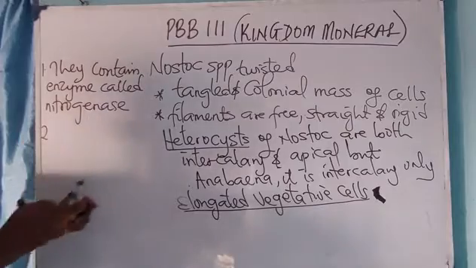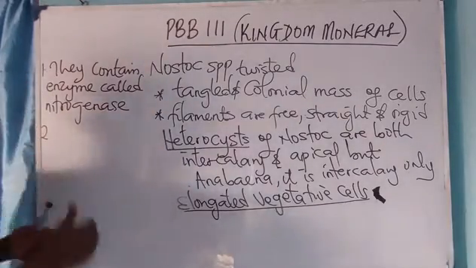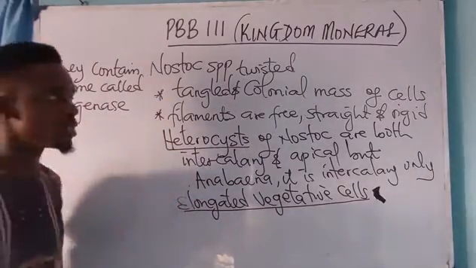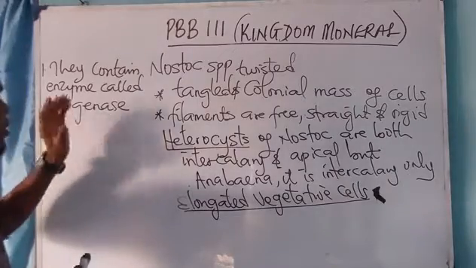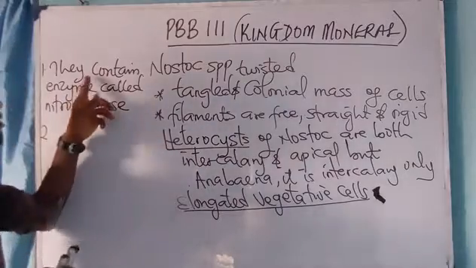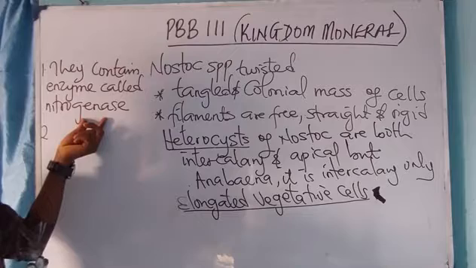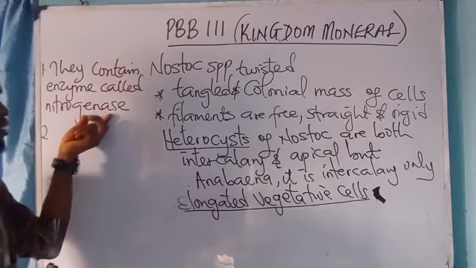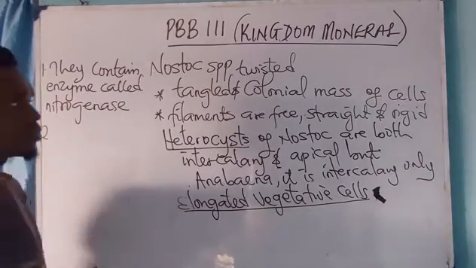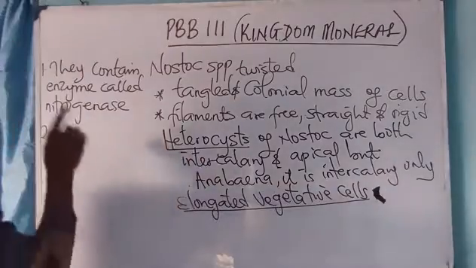Now, number two, these heterocysts also have the ability to break to form new organisms. They break into different filaments to form another organism. So these are the functions of the heterocyst. One, they contain an enzyme called nitrogenase, which helps the cyanobacteria to fix nitrogen. And two, they break into different filaments to form a new organism. So those are the functions of the heterocyst.